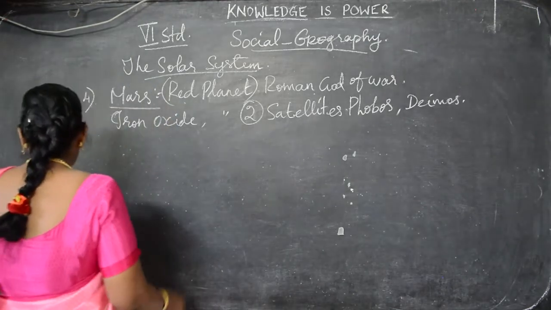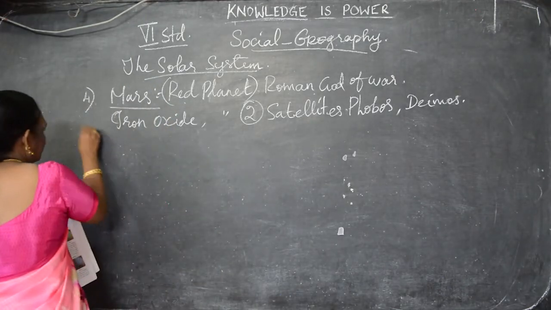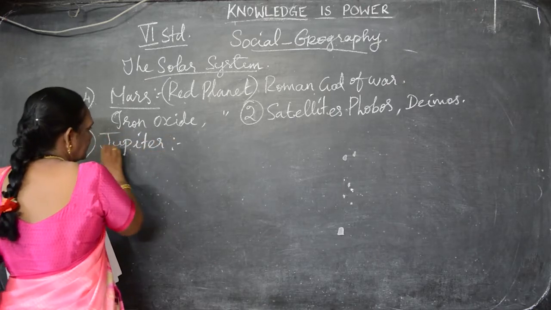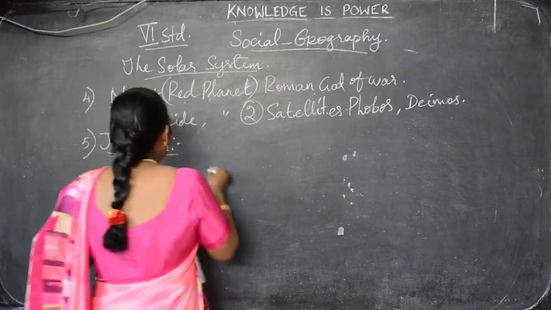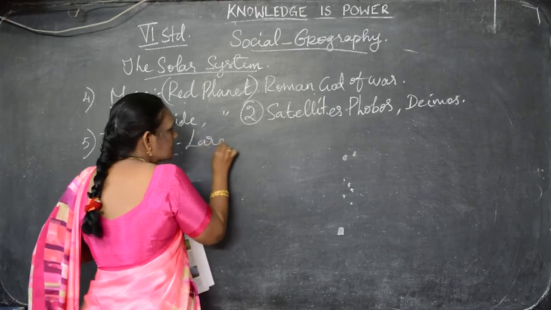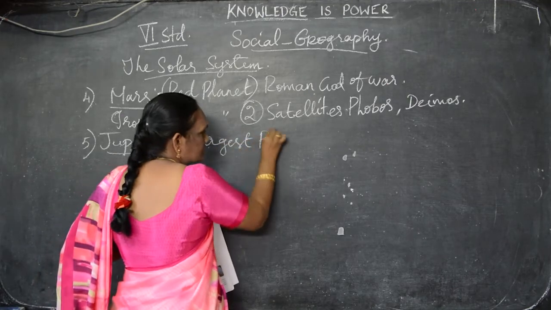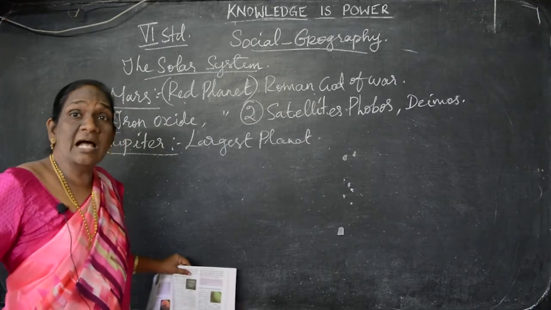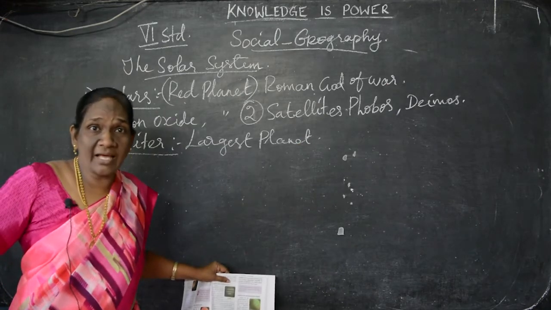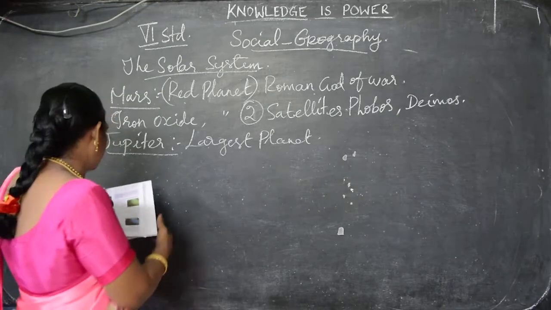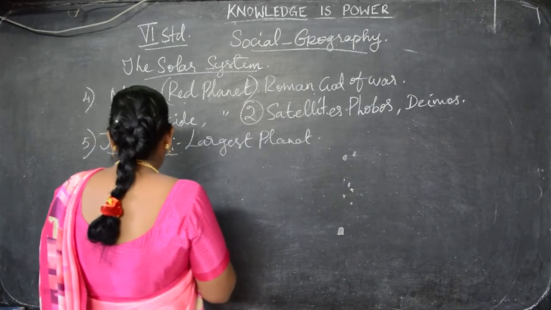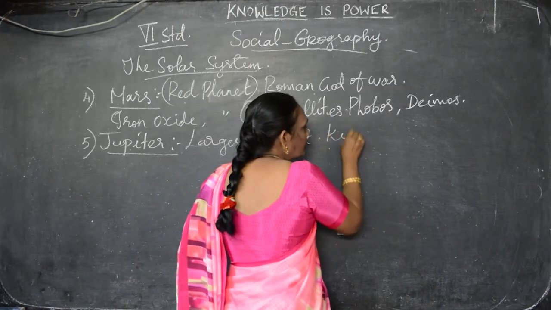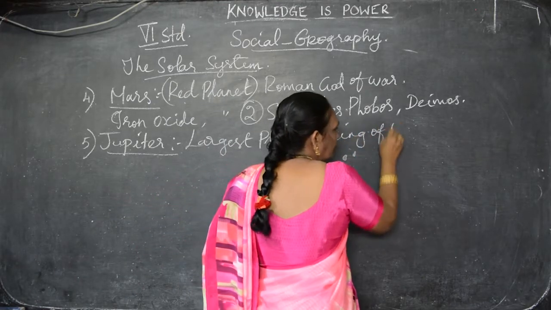Then next is Jupiter, the 5th planet. This Jupiter planet is called the largest planet in the solar system. Largest means what, children? Biggest planet. Understand? Largest planet in the solar system. It is named after the king of the Roman gods.